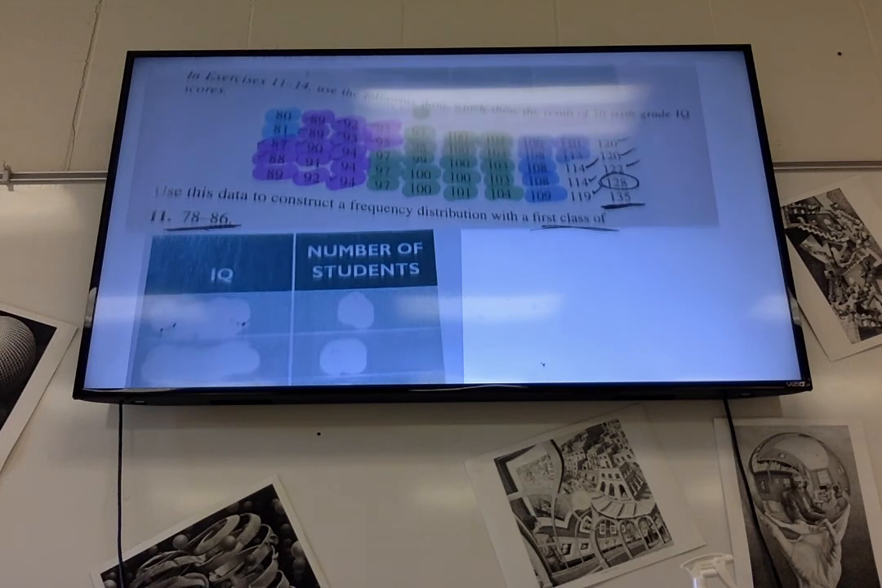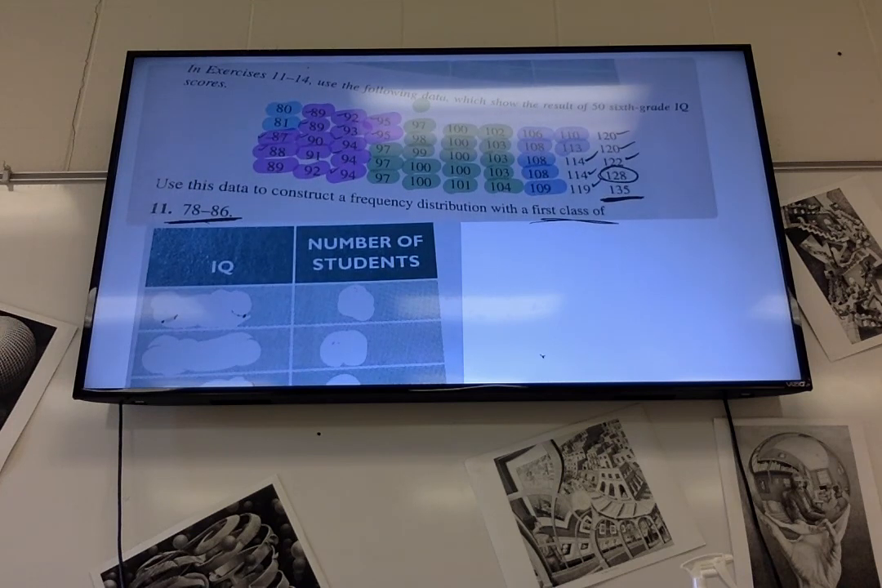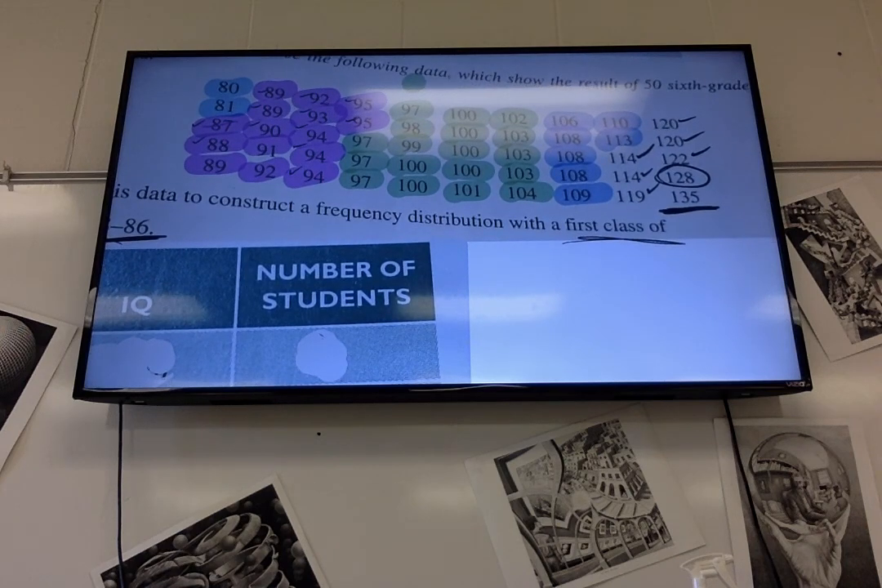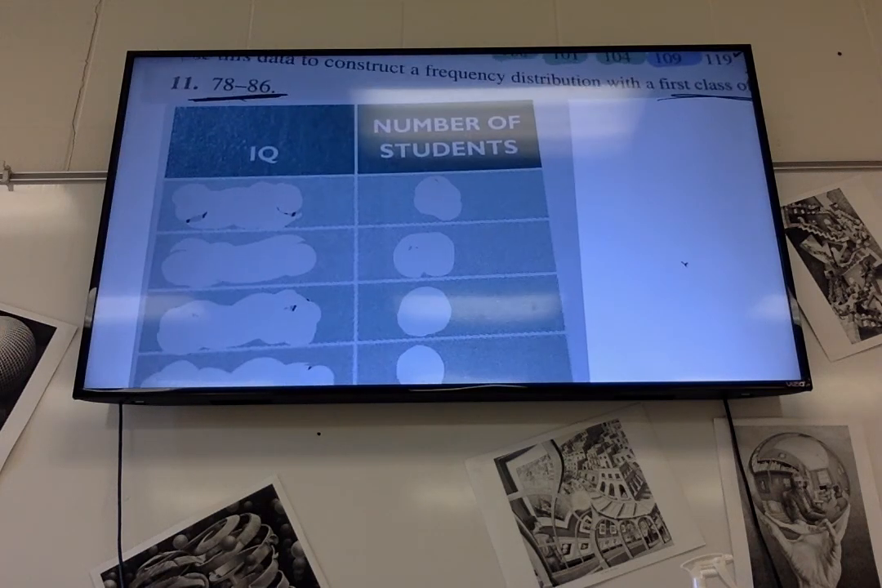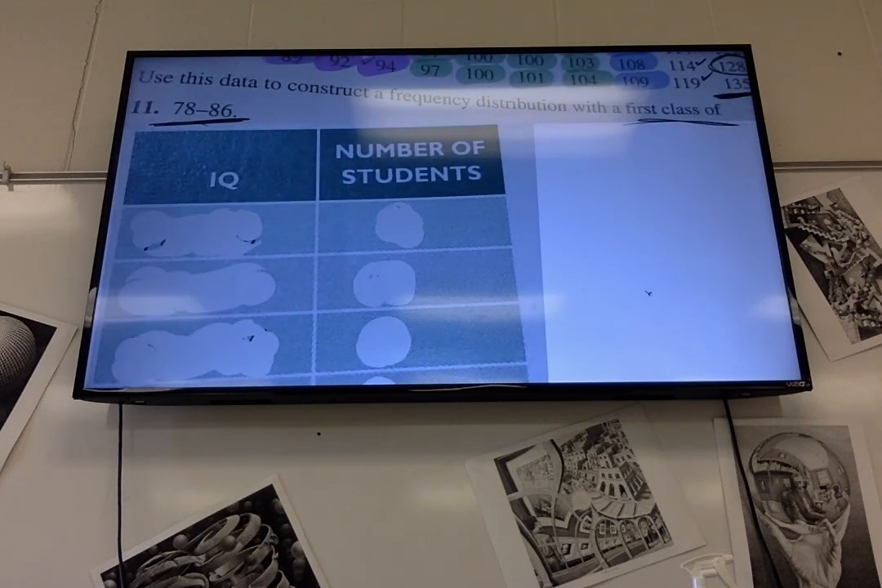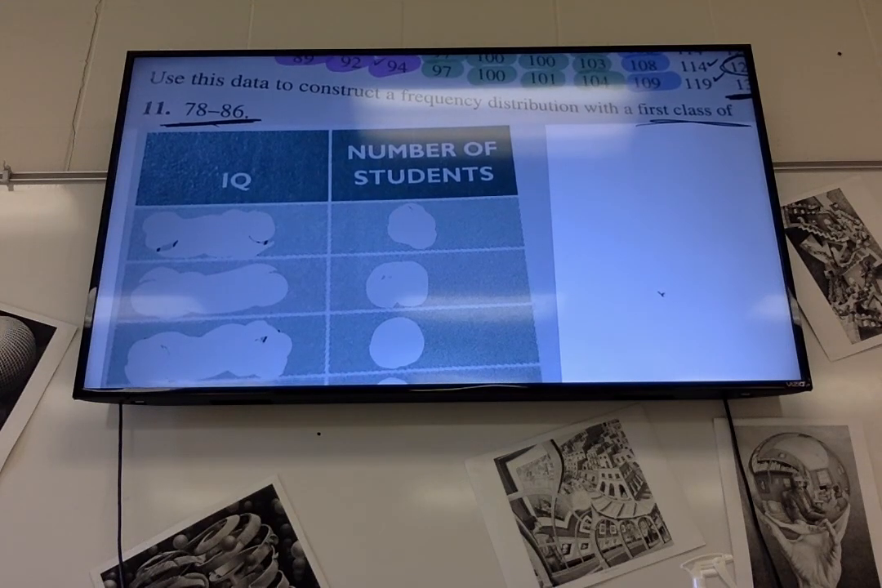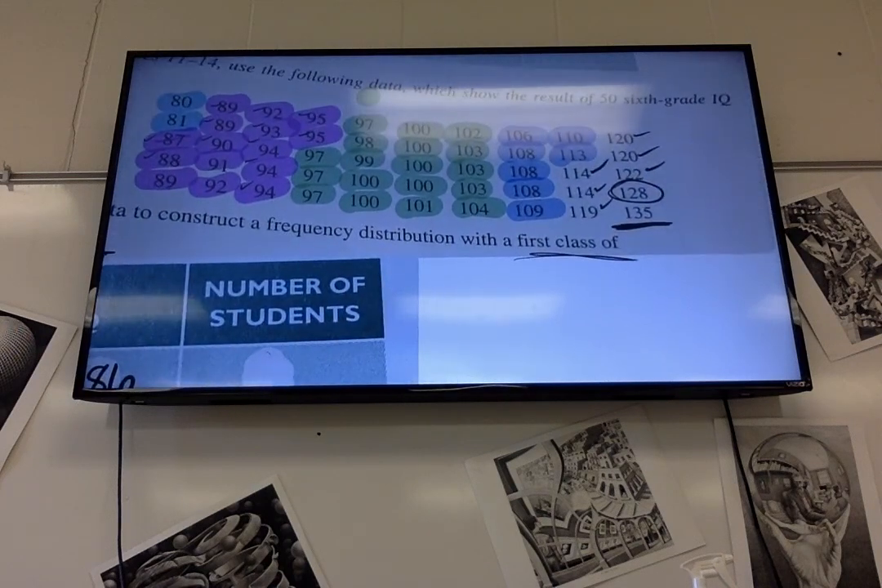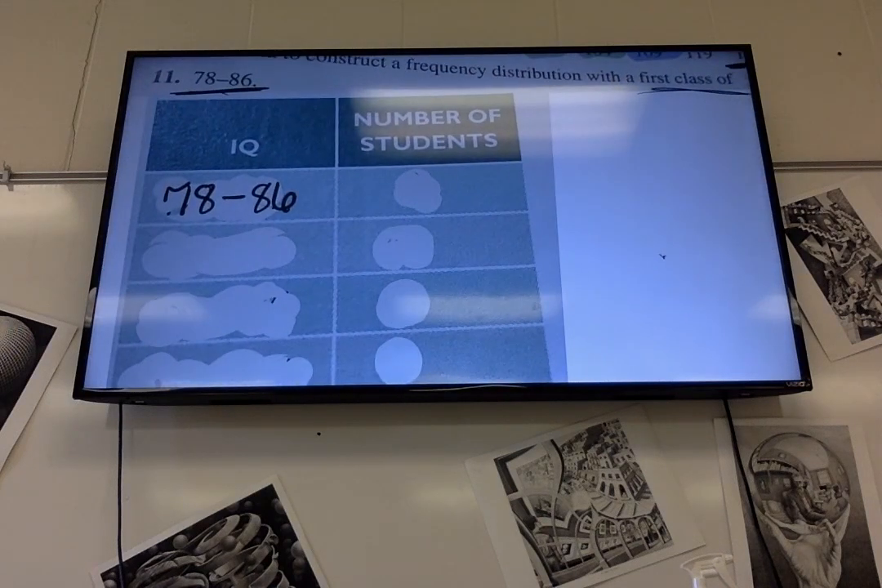Okay, here's some numbers that we're going to use. We'll come up with this data in a minute. Like I said, I color-coded it so it'd be easier. And we're going to do a table of frequency distribution, and the first class is going to be 78 to 86. So go ahead and write this table. And just put it in the first row, 78 to 86. And these are IQs of 50 sixth grade students.